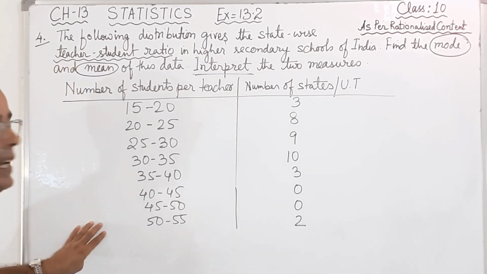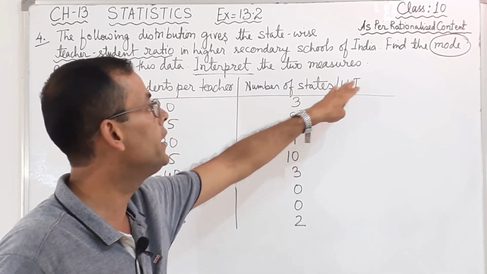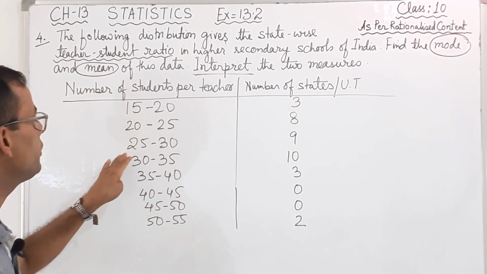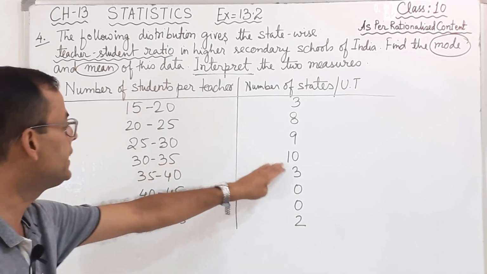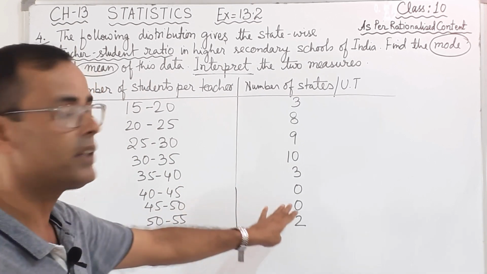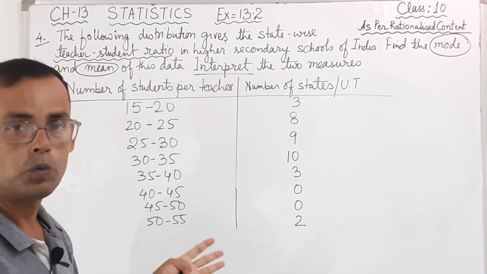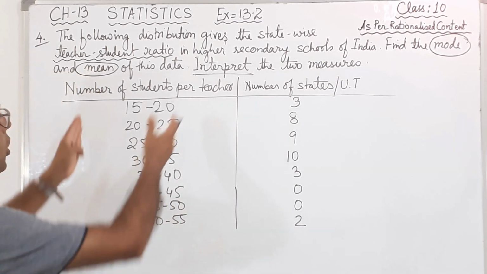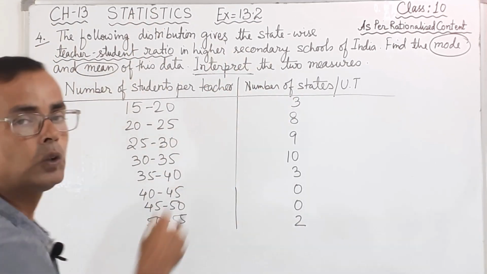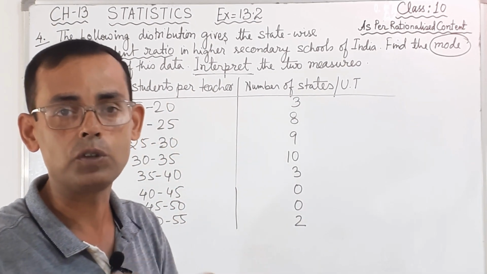This is the table given: number of students per teacher, and number of states/union territories. 15 to 20, 3; 20 to 25, 8; 25 to 30, 9; 30 to 35, 10; 35 to 40, 3; 40 to 45, 0; 45 to 50, 0; and 50 to 55, 2. So how we used to do? We used to write the two columns. Here it is already done in columns, but we will write it again and then try to solve. So I think you have understood what you have to find out.